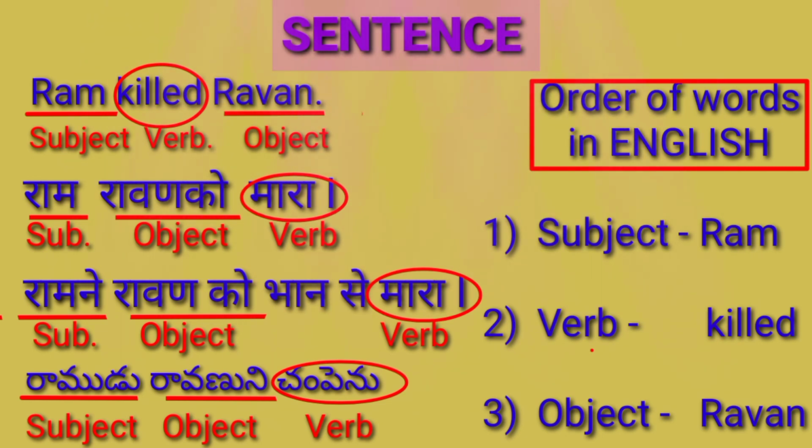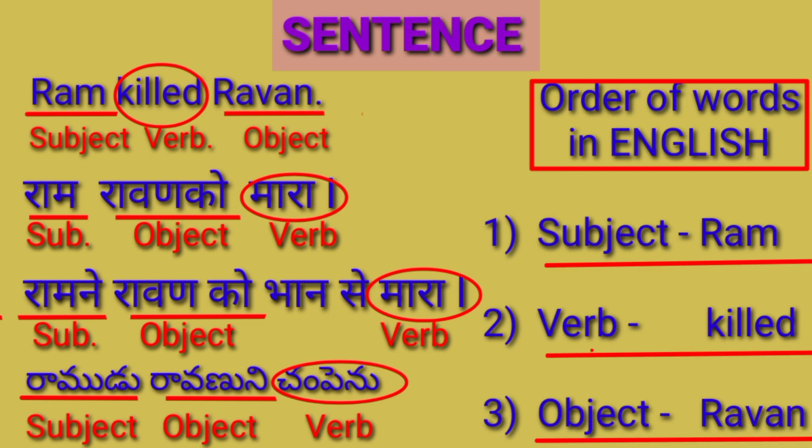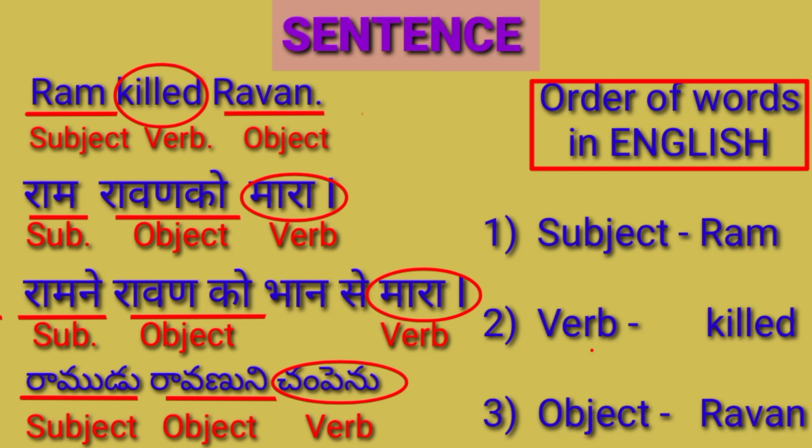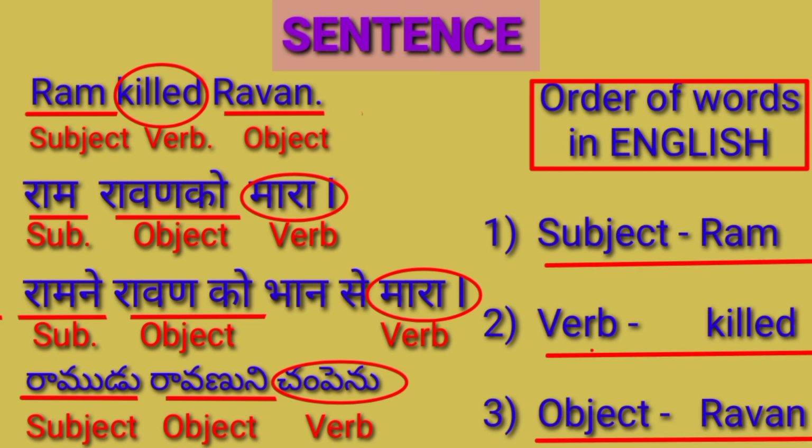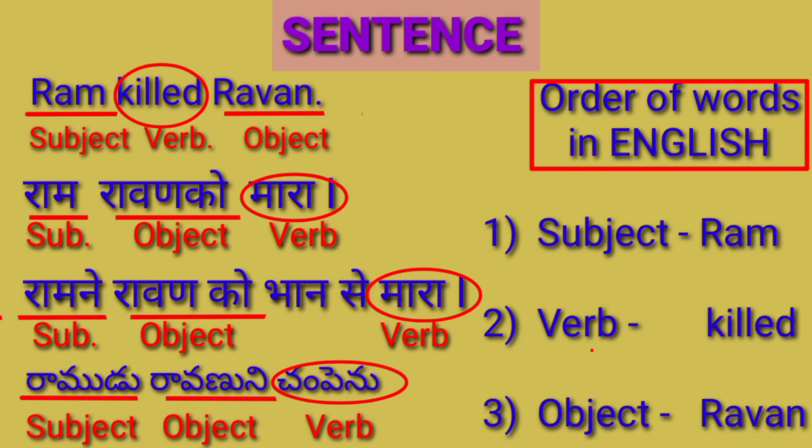We write or speak out a sentence to say about something or somebody. Here in this sentence, we want to say about Ram. Thus, Ram is the subject. The action he does is killed. That is the verb. The result of the action is received by Ravan. Thus, Ravan is the object.